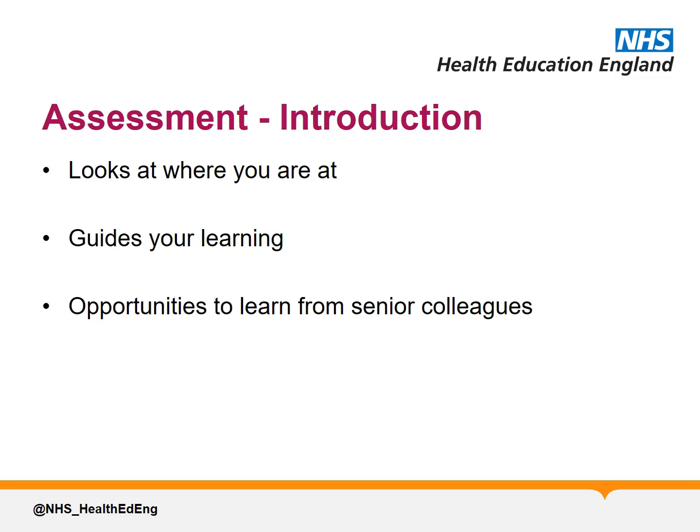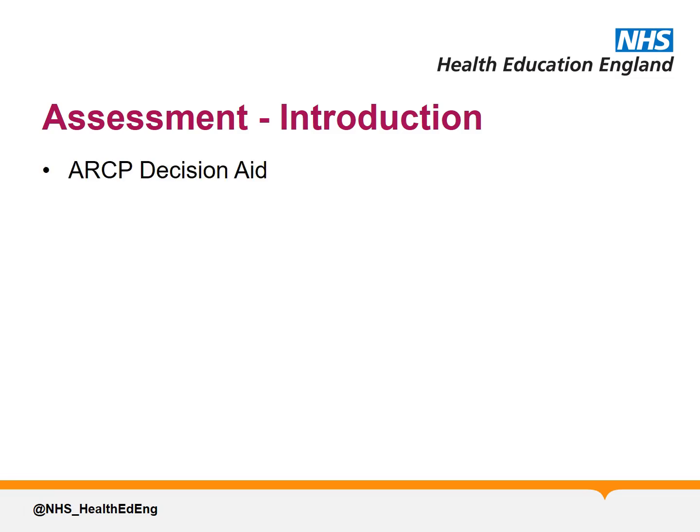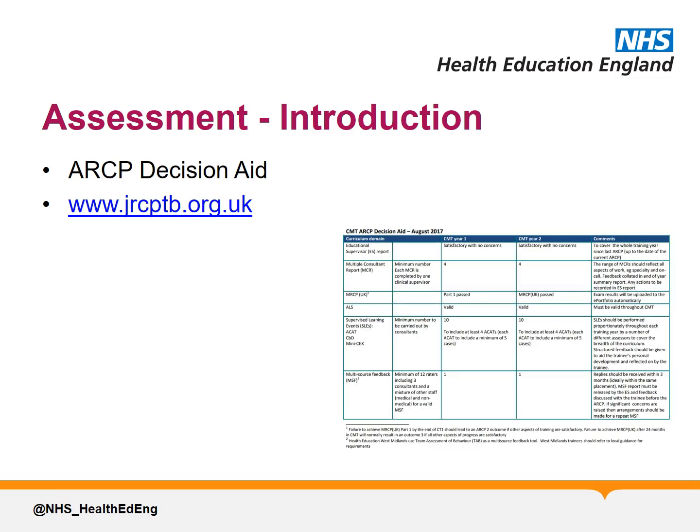At the end of every year of training, trainees have an ARCP or annual review of competence progression, which you need to pass. The requirements for passing this are defined in what is known as the ARCP decision aid. This is created nationally by the Joint Royal Colleges of Physicians Training Board, or JRCPTB, and can be downloaded from their website, www.jrcptb.org.uk. This outlines the minimum requirements for successfully passing the ARCP, and isn't something that either you, your supervisors or training programme directors have any leeway with.